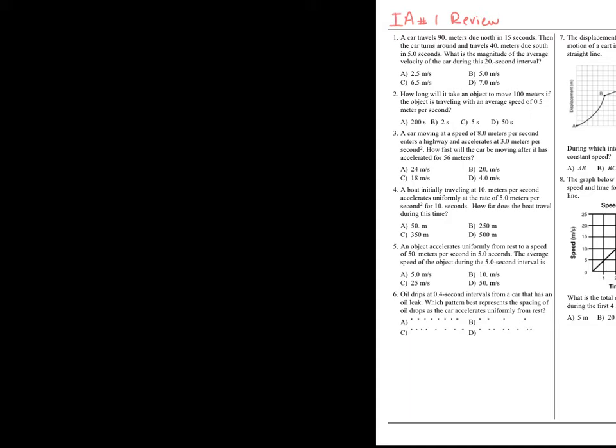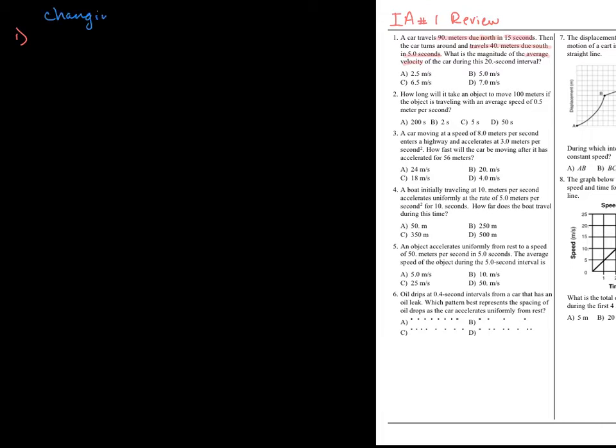We're going to start here with number 1. A car travels 90 meters due north in 15 seconds. The car turns around and travels 40 meters due south in 5 seconds. So we're looking for average velocity. In this case, we're not traveling in a straight line, so we're changing directions in our path.